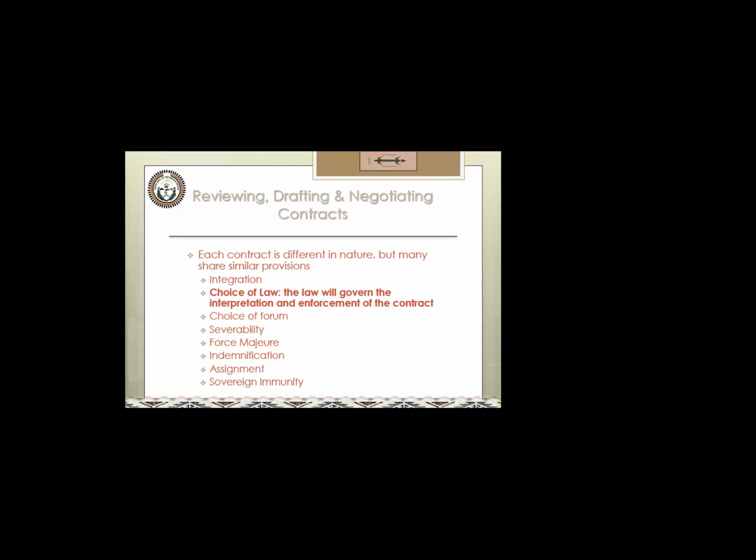Always remember that every contract is up for negotiation. If somebody's giving you a take it or leave it situation, you might want to consider leaving it. Choice of forum. Choice of forum clauses will determine which court will hear contractual disputes, right?